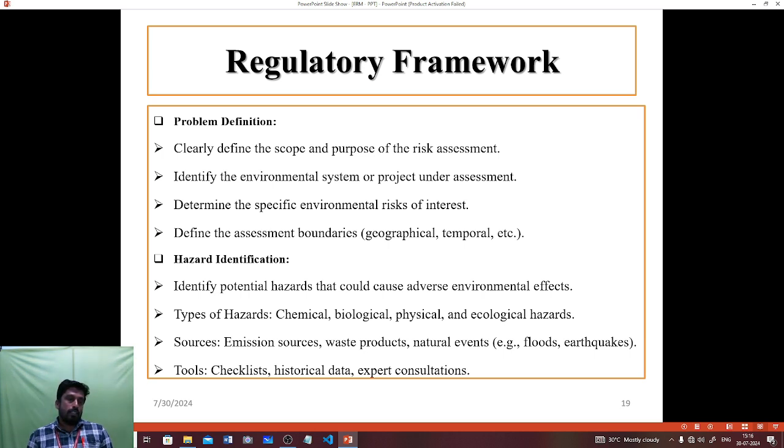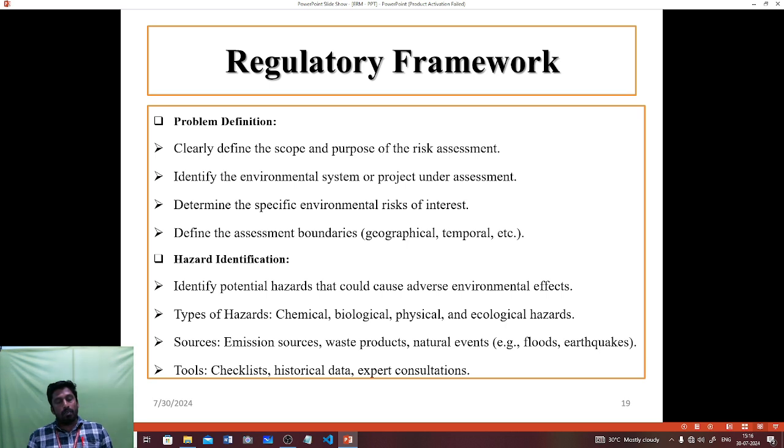So first, identify the scope and the purpose of the risk assessment, what we are doing it for, for the particular framework. Then the second one is hazard identification.